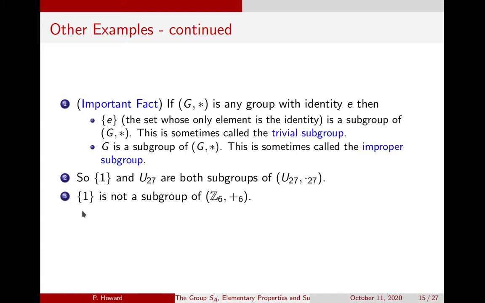Oh, just a sort of related example. The set whose only element is 1 is not a subgroup of Z sub 6 plus sub 6. The identity in this group, Z sub 6 plus sub 6, is 0. This set, whose only element is 1, is not closed under the operation plus sub 6. 1 plus sub 6 1 is 2, which is not in this set.